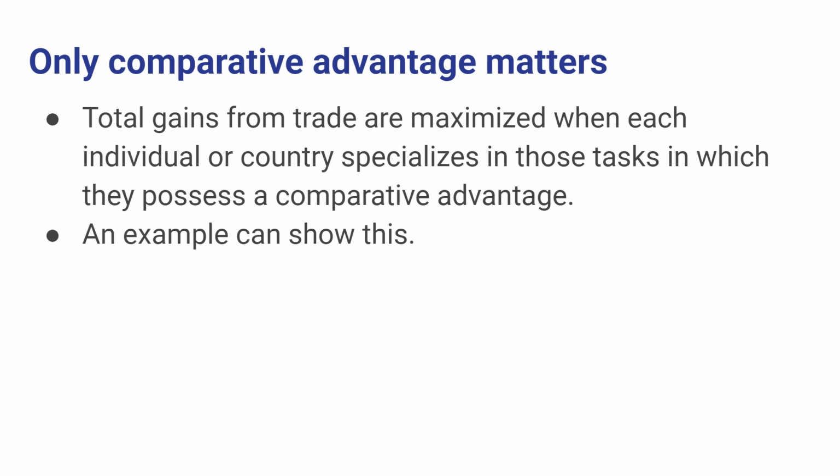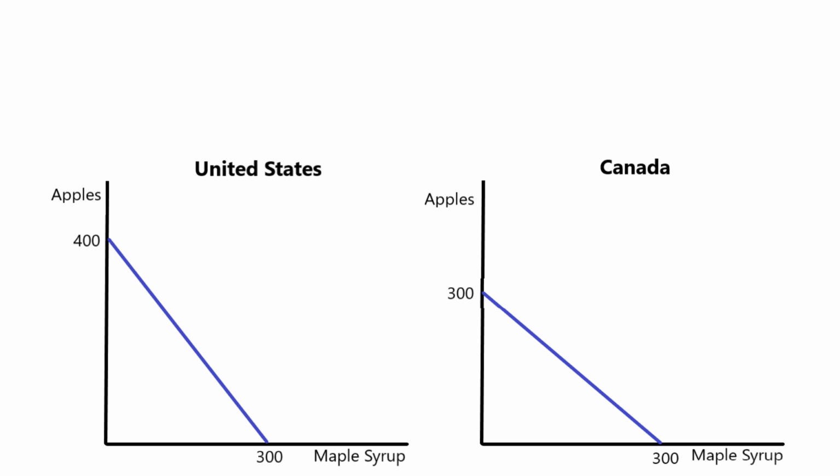The easiest way to see this is using an example. Suppose we consider the case of the US and Canada, and let's simplify this by assuming there's only two goods that are going to be traded between the two countries: apples and maple syrup. If the U.S. devotes all of its resources to producing apples, it can produce 400 units of apples. If it devotes all of its resources to producing maple syrup, it could produce 300 units of maple syrup.